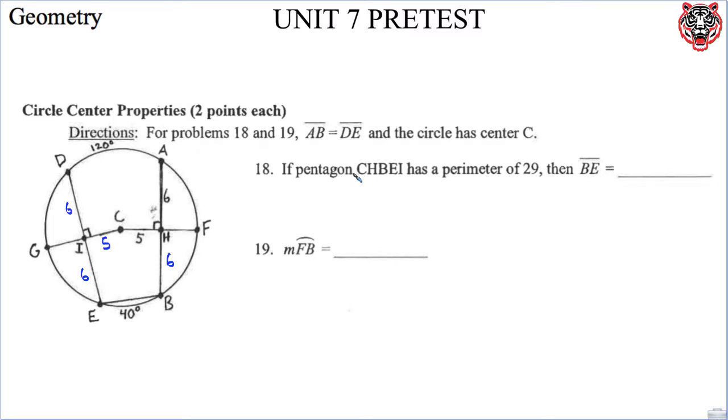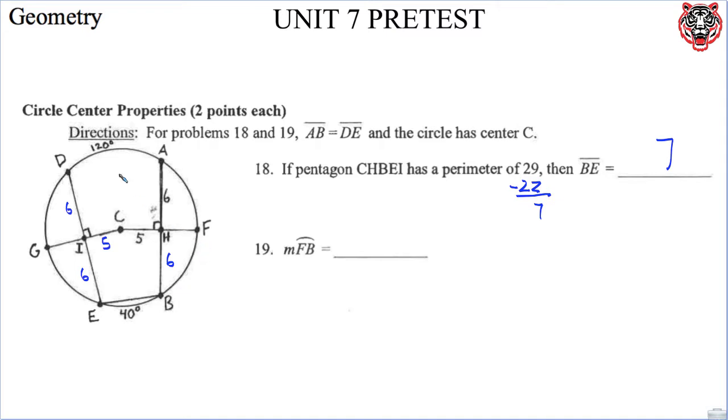All right, so we know that the pentagon has a perimeter of 29. So what is BE, the remaining length down here? So 5 plus 5 is 10, plus 12 is 22. So 29 minus 22, that's 7. 7, do we have units? No units, okay. Number 19, FB, that arc, so this arc right here, how do I find that?